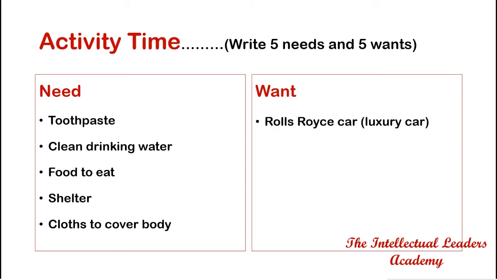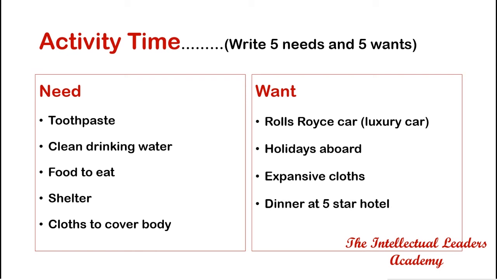Wants: Rolls Royce, luxury car, my God, my favorite. Holidays abroad, holidays in Thailand, Switzerland, Morocco, Amsterdam. These are all called wants. Expensive clothes. No, I need to have H&M. I need to have New Yorker. I need to have LC Waikiki, Marks and Spencer. These are all luxuries and they are categorized as wants. Dinner at a 5-star hotel. We can eat from any local restaurant as well. But when we do dinner at a 5-star hotel or an expensive hotel, that's called a want.